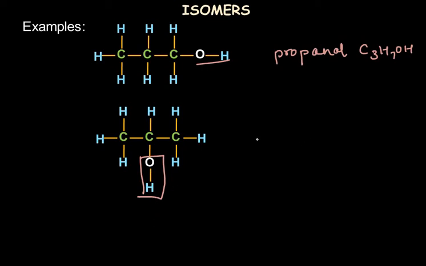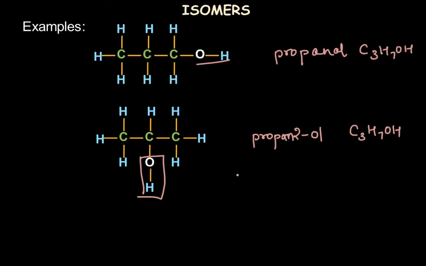So the name will change, that is propan-2-ol. Why? Because the ol position, that is the alcohol position, changed to the second carbon atom. So it is propan-2-ol. Propan-2-ol is the name and the molecular formula is the same, C3H7OH. So now this is the isomer of the same molecular formula C3H7OH.